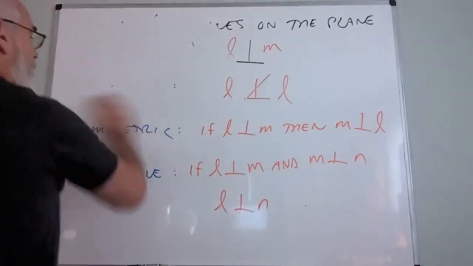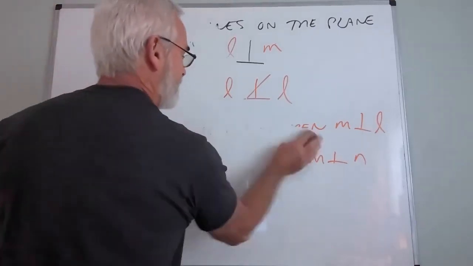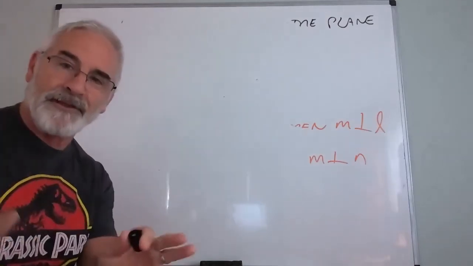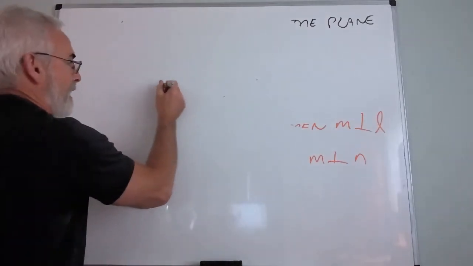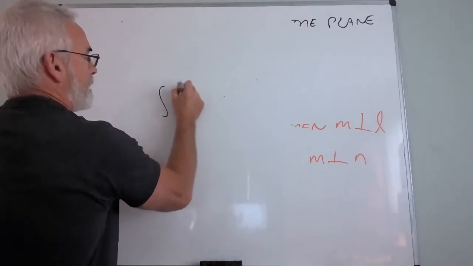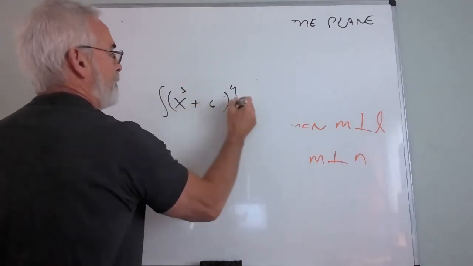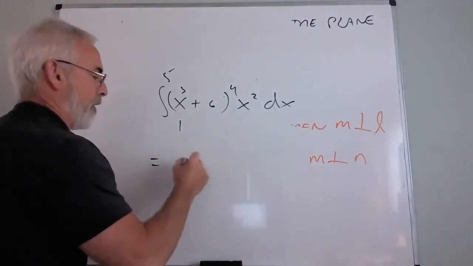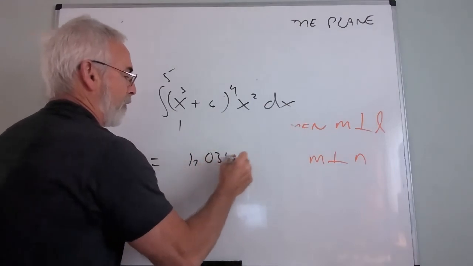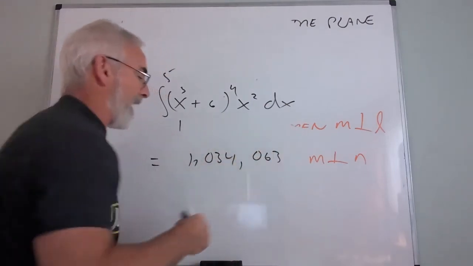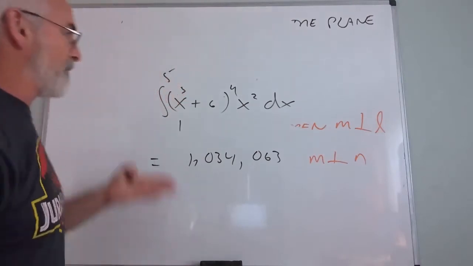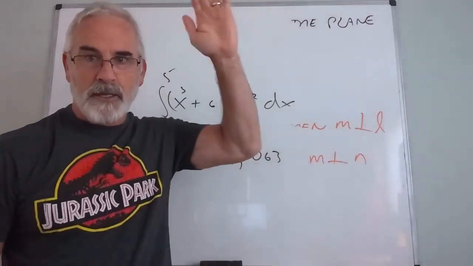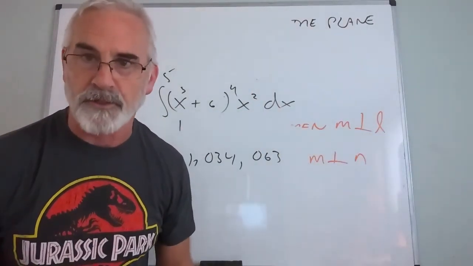Okay, think back to high school algebra, or in my case, my first calculus class. I would have fun with something like this. I'd have a calculus class, and the instructor would write, I don't know, the integral of x cubed plus 6 to the 4th power times x squared dx from 1 to 5, and the answer is, you know, 1,034,063. Okay, I have no idea what the answer is. It's not important. The instructor would write this and write this, and then I would be the one, every time, to raise my hand and say, I don't see where you got the answer.